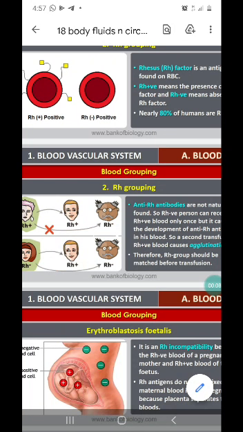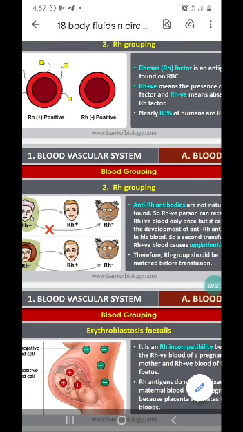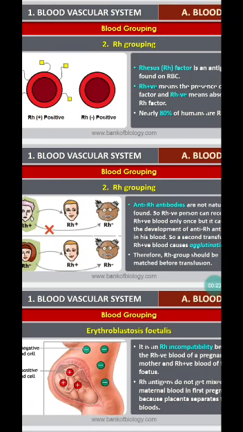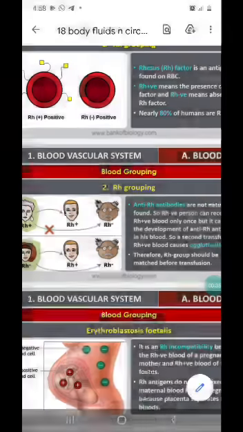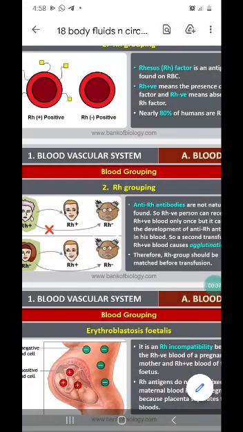So besides A and B antigen, there is one more antigen present on the RBC in some human population. This antigen is called the Rh, the rhesus factor, which was first found in rhesus monkeys. That's why it is called rhesus factor. When this antigen is present on the RBC, the persons are called Rh positive.